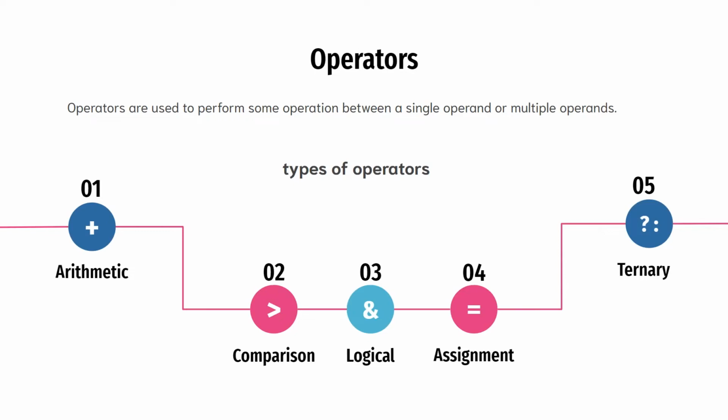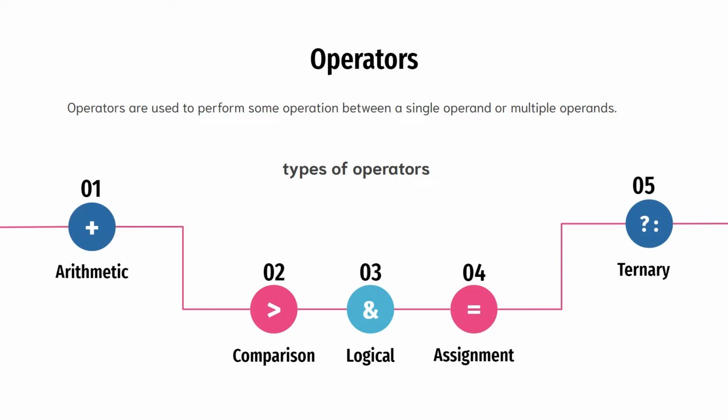In this video, we'll see what JavaScript operators are. Operators are basically used to perform some operation on a single operand or multiple operands. Suppose you have two numbers and you want to add them. The operator used there will be the addition operator, represented by the plus sign. Or suppose you want to do subtraction between two numbers, you can use the subtraction operator.